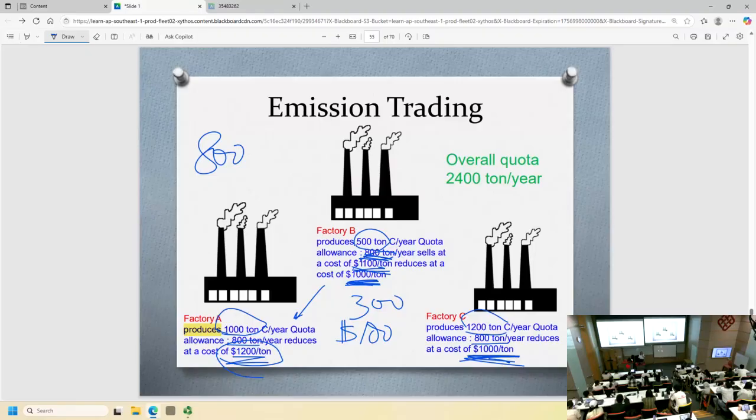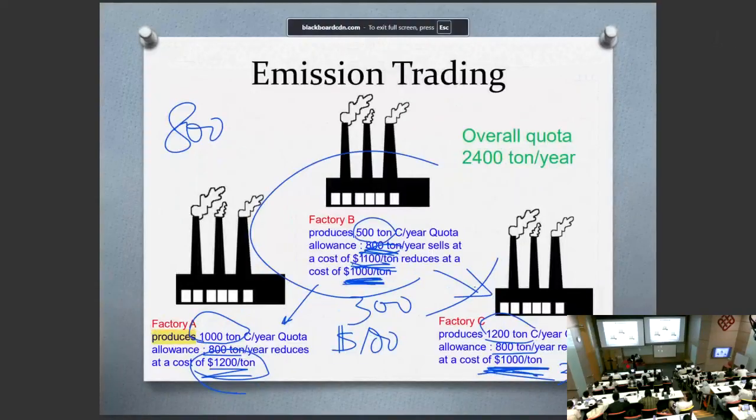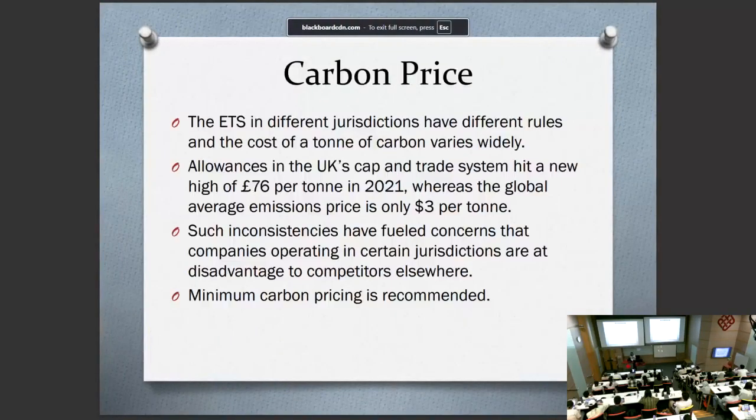They may try their best. Maybe they can only reduce, let's say, 300 tons, but they need to reduce 400. Then for the extra 100, maybe once again, they buy from factory B. It's possible, all right? So you see, this is a market of these allowances. And the cheapest reduction strategy will be utilized first, because if they utilize that strategy, they can sell in the market and earn money. Carbon price. So it creates a market for carbon reduction.